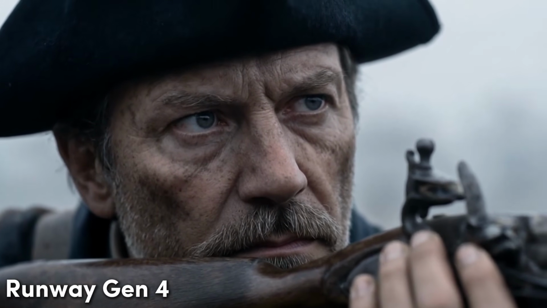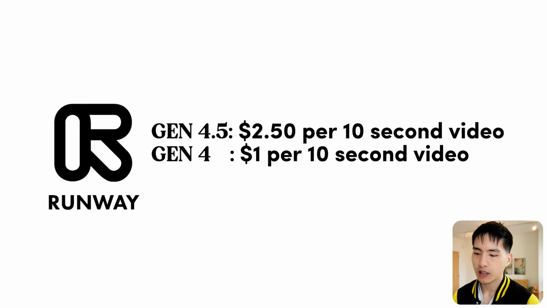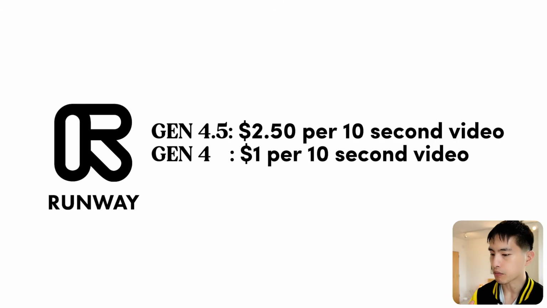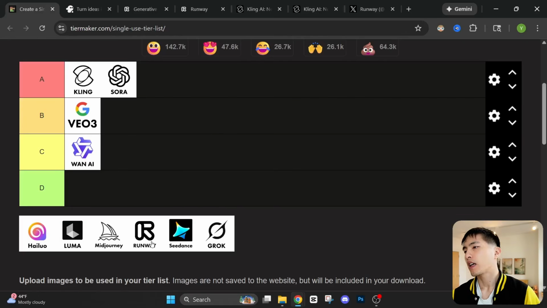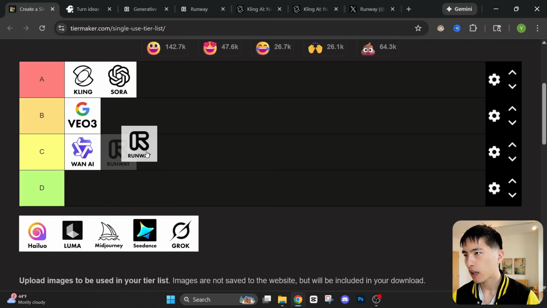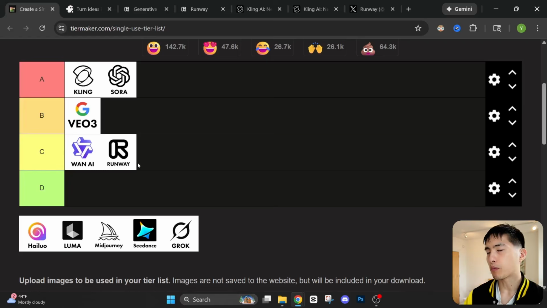Runway does have an unlimited plan for $95 per month. I would say that all the other plans aren't really worth it. For the $30 plan, you might only be able to get 10 usable videos from it. And so for Runway, I think I'm also going to put it in C tier. It's not the bottom of the barrel, but I've never felt like there was a time in the past year or two where they had top tier animation quality. There were always two or three other AI video generators that I thought were better than it.